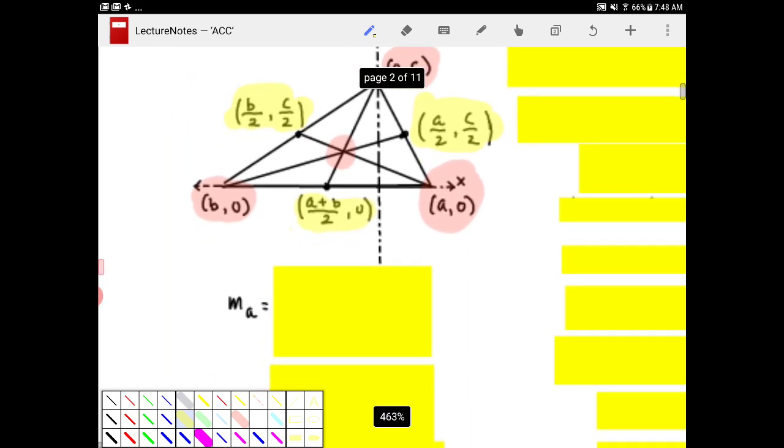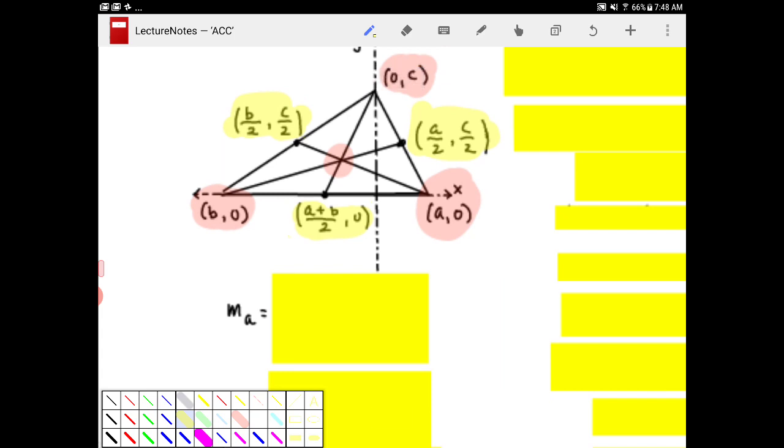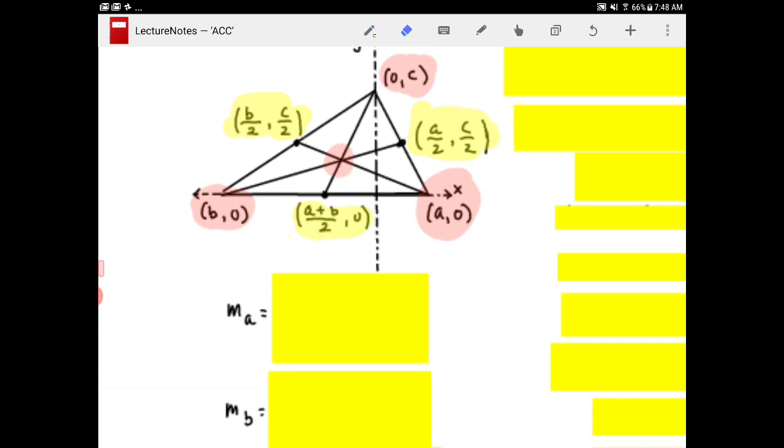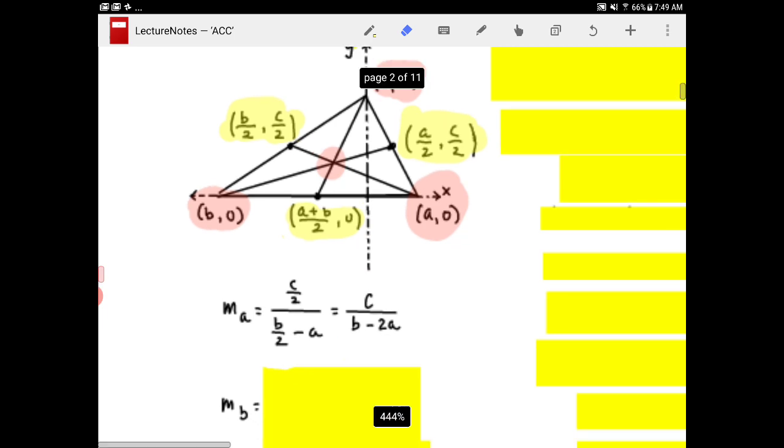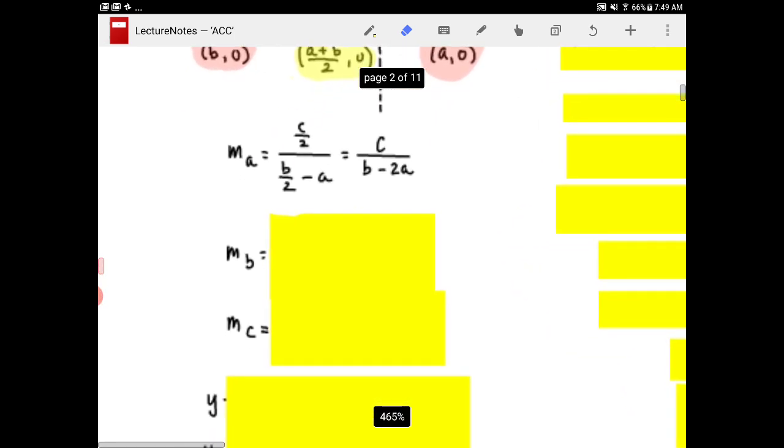We're going to find the slope for the line passing through a comma 0. In order to do this, we apply change in y over change in x. If we do that, we'll end up with something like this. Again, if you need to pause the video to verify that the computation here is accurate, please do so. So now I have the slope for A. While I'm at it, since I'm figuring out slopes, let's figure it out for all 3 medians. I want to do it for B as well as for C.